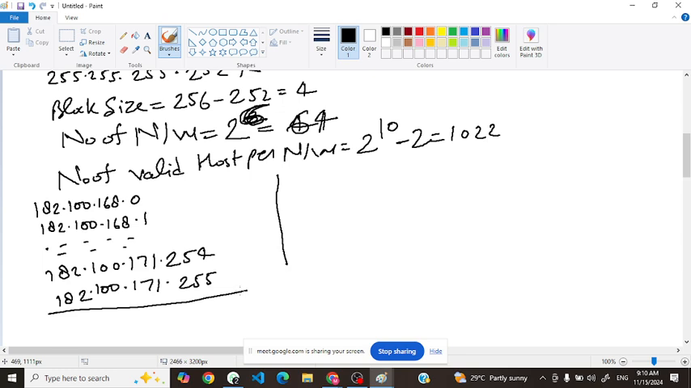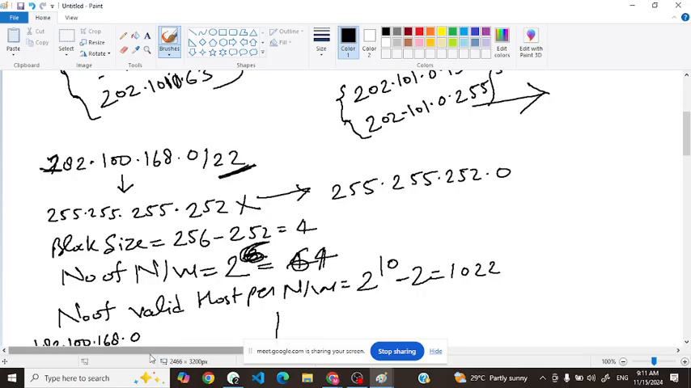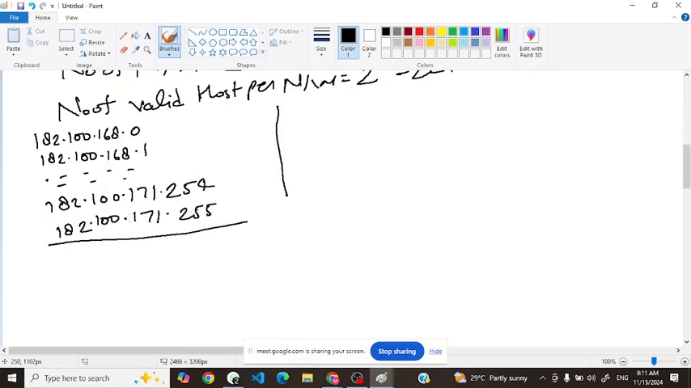Lakshman, is it the same for you also? No, sir. I think my answer is wrong. 182.100.0.0 will be my network portion for this question. Why would it be 0.0 if 168 is given? Sir, this comes under class B, 182, and we have to perform the changes in the third octet.